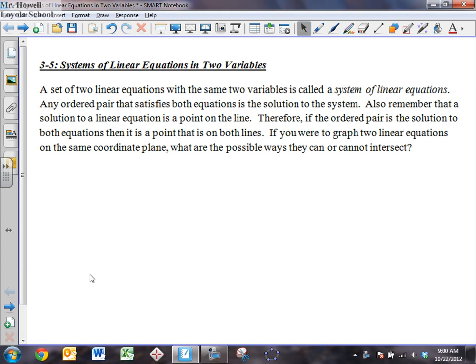So for today, we're going to start with systems of equations. Now, these are systems of linear equations here.